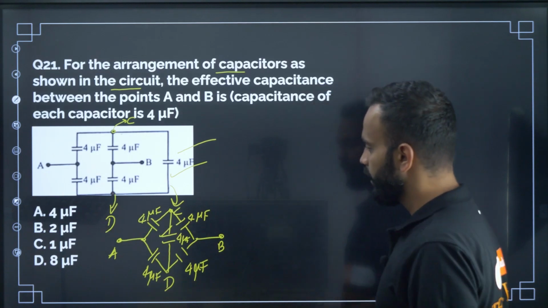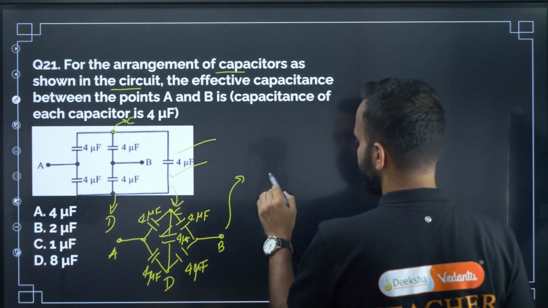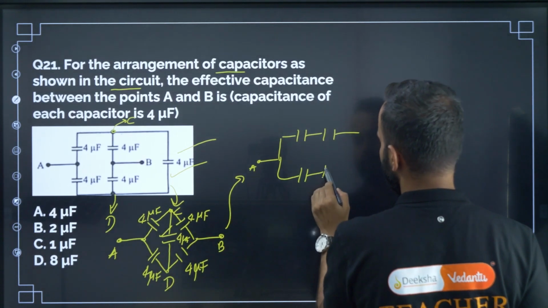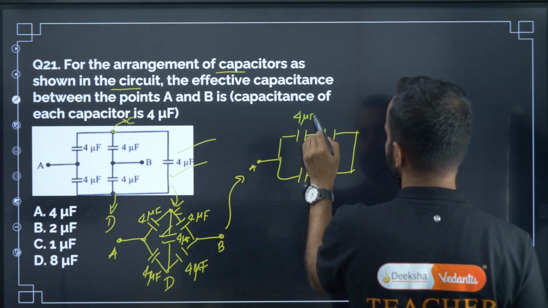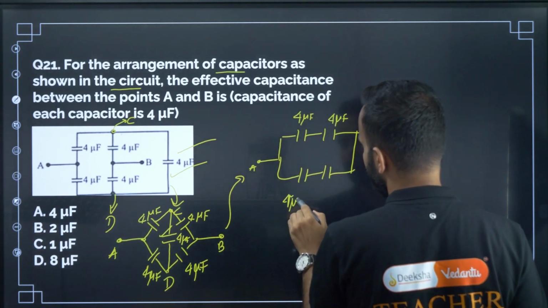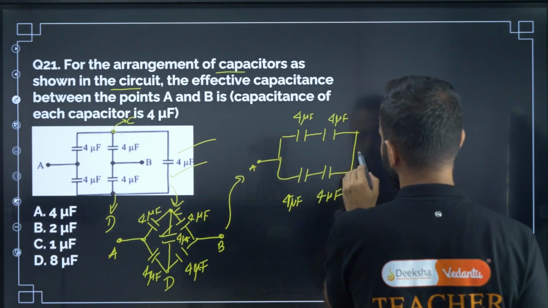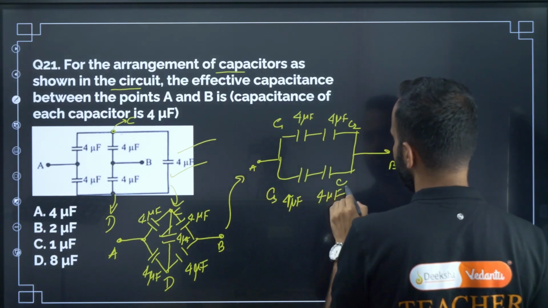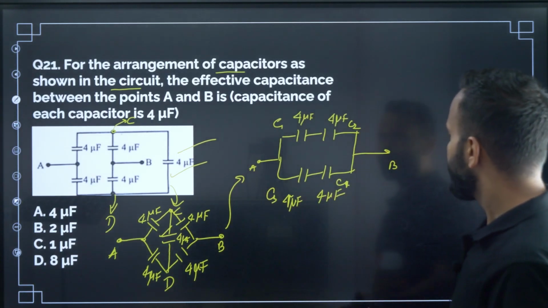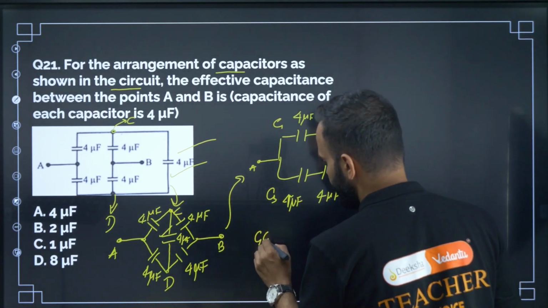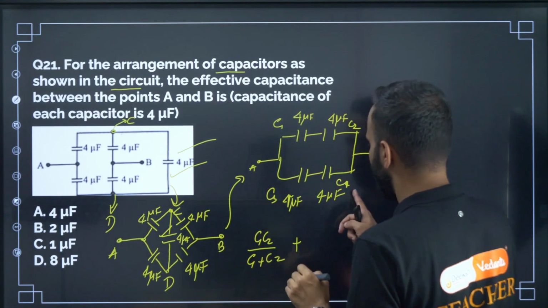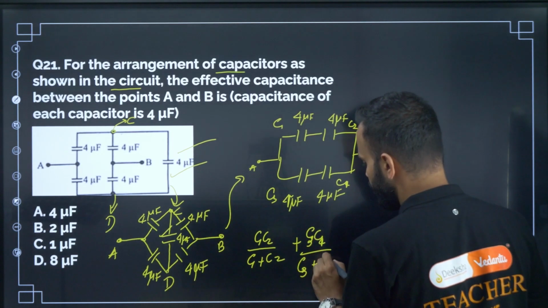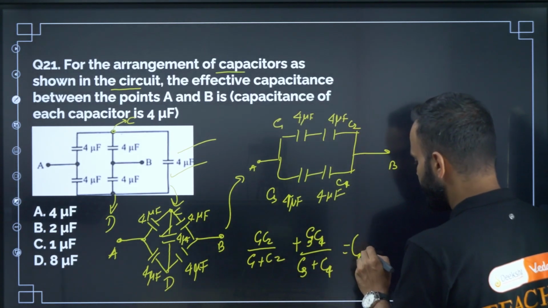So we can neglect this capacitor. Now I can redraw this circuit diagram as 4 microfarad, 4 microfarad, and then again 4 microfarad, 4 microfarad. This is point B. Let's say this is C1, C2, C3 and C4, each equal to 4 microfarad. These two are in series, so C1 C2 divided by C1 plus C2, plus these two in series, C3 C4 divided by C3 plus C4, and these two branches are in parallel, so we add them. This is the net capacitance between A and B.